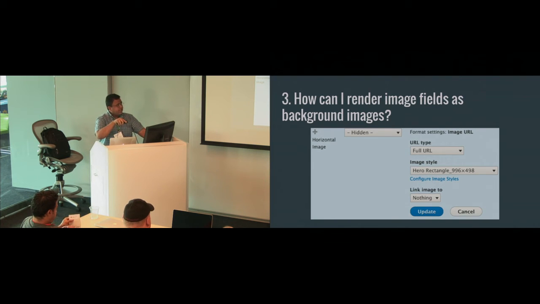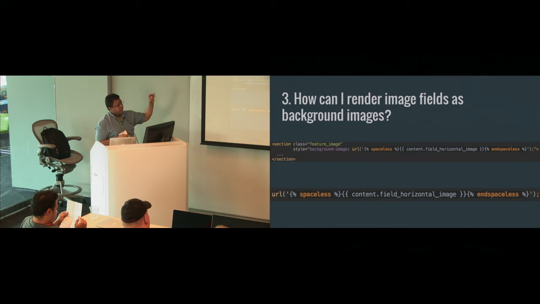Then I say, give me the full URL. I can have relatives, but we use the full URL. Then what image style do we want to use? And we don't want to link this to nothing. I just want the plain URL to the image using the specific image style there. So I install the module, I configure the display with this specific setting, and then I have to do this.